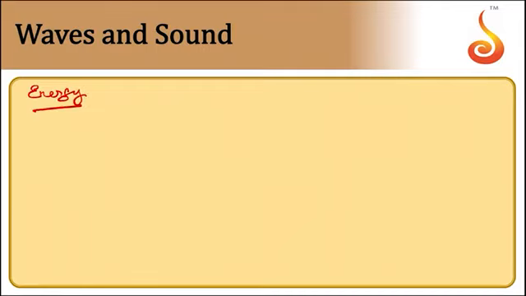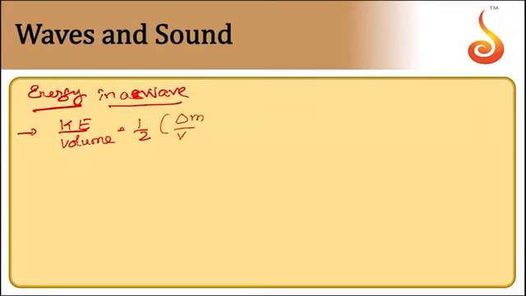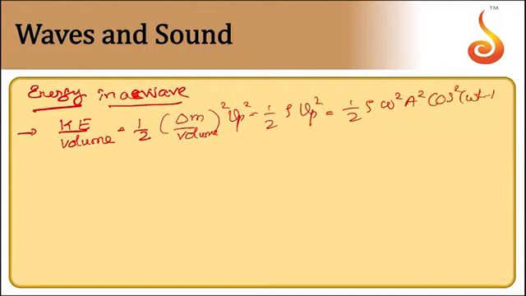Energy of a particle or energy in a wave motion. Some of the important equations are here. Kinetic energy per unit volume of the wave is given by half into delta m divided by volume, into particle velocity square. This can be written as half rho into Vp square, that is half rho into omega square a square cos square (omega t minus kx).